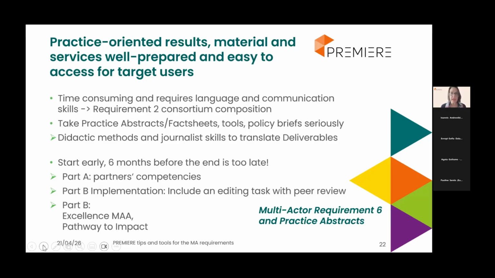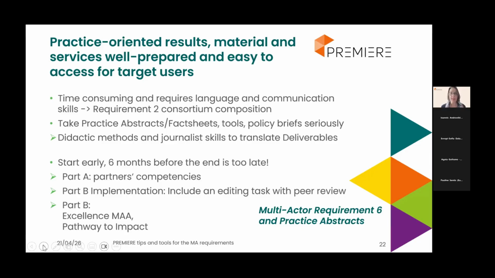You need to show in part A who has these competences, who has the capacity, also person months and so on, in the task that can do, for example, for the practice abstracts, for the policy briefs, do a proper review, rewrite them, have didactic methods, have journalist skills, whatever. It is not easy to translate from deliverables into this practice-oriented output. That's why I stated here 6 months is not enough before the end of the project. That would be too late.